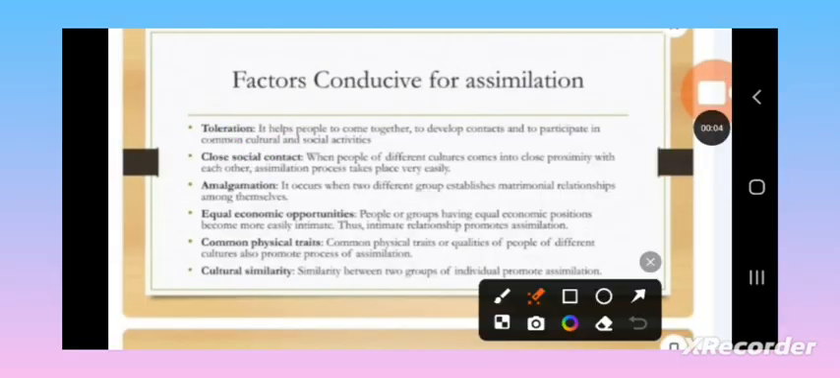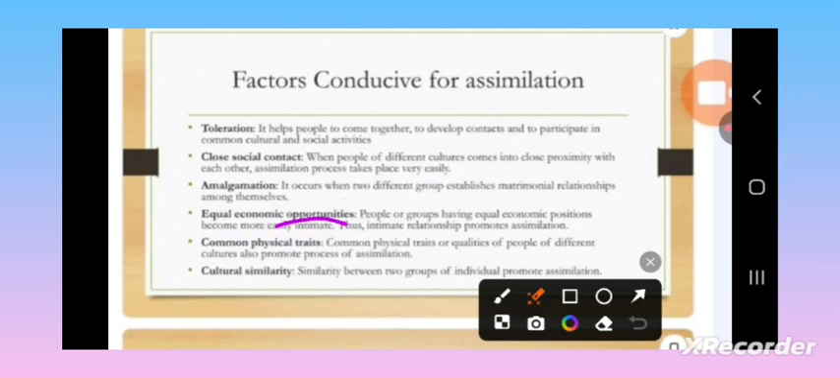Toleration helps people to come together to develop contact and to participate in common activities, which is vital for assimilation. Close social contact: when people of different cultures come into close proximity with one another and have common ideas, assimilation is promoted. Amalgamation, or intermarriage, occurs when two different groups establish matrimonial relationships, resulting in a mixing of the population and culture.